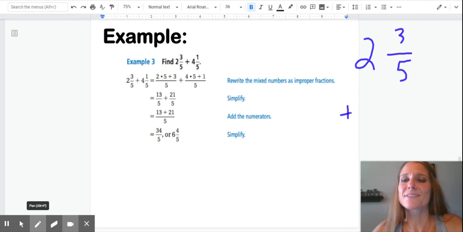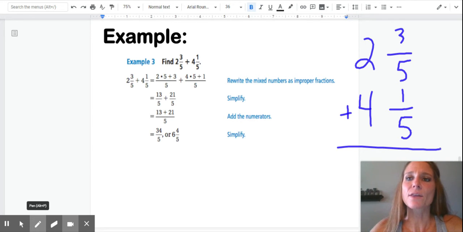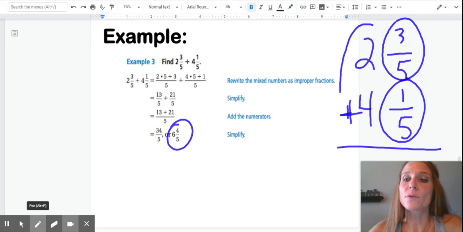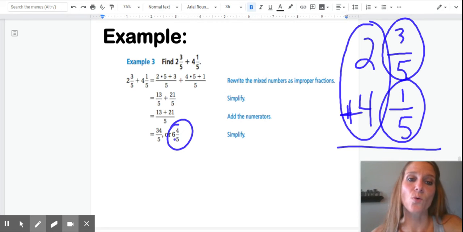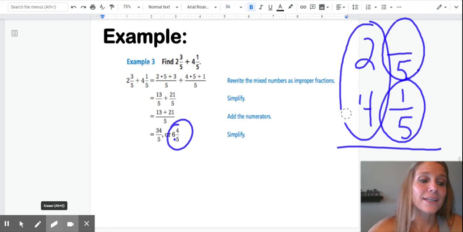Put your parts together with your parts and your wholes together with your wholes. And it might help to see it in a different way. So I can take 3/5 and add it with 1/5 and come up with 4/5. And I can take 2 wholes and add it with 4 wholes and come up with 6 wholes. So I get the same answer, 6 4/5. I just did it a different way. The problem with this structure is that sometimes when you add, you end up with an improper fraction piece that you kind of have to do a little bit of adjusting or regrouping. Or if it's a subtraction question, maybe the value as your numerator on top is not enough.